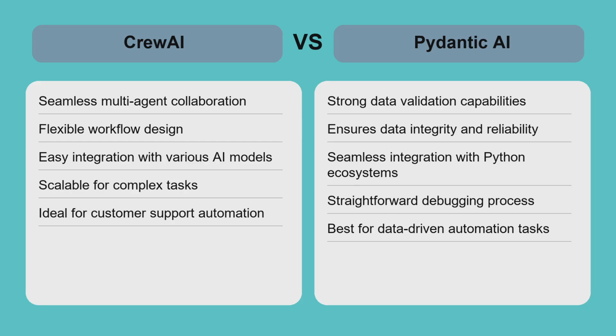For example, a customer service platform with multiple AI roles benefits from CrewAI's modularity, while a data-heavy automation system that demands error-proof inputs favors Pydantic AI's validation features. The trade-off is between flexibility in agent orchestration with CrewAI and strict data integrity with Pydantic AI. Your choice depends on whether your priority is managing AI teamwork or enforcing data correctness within AI logic.